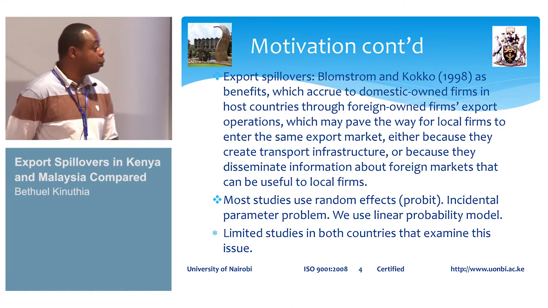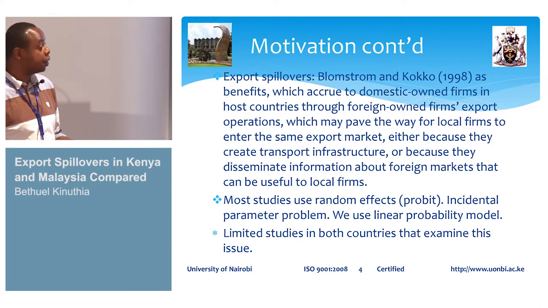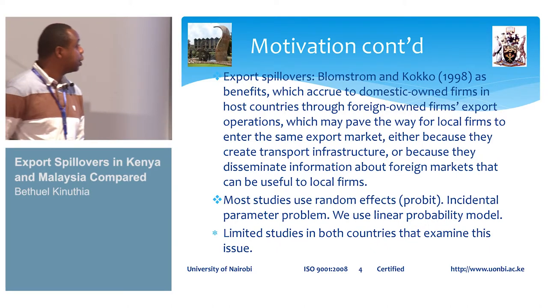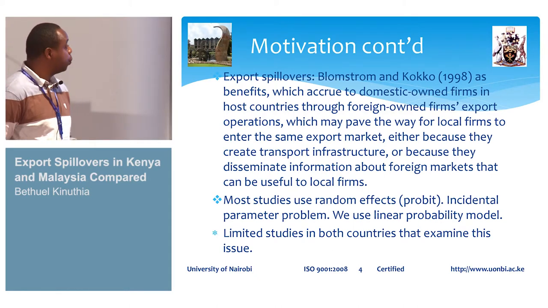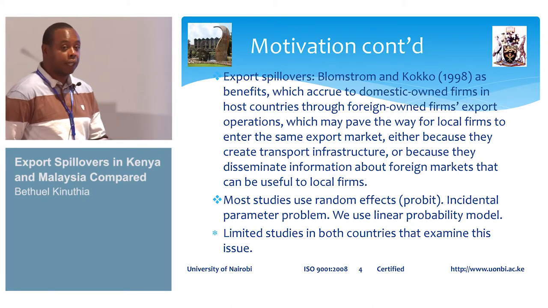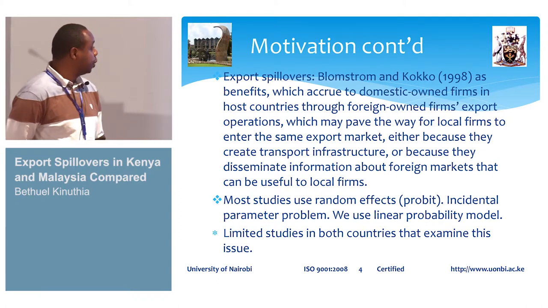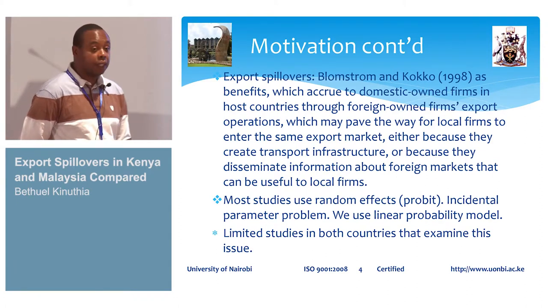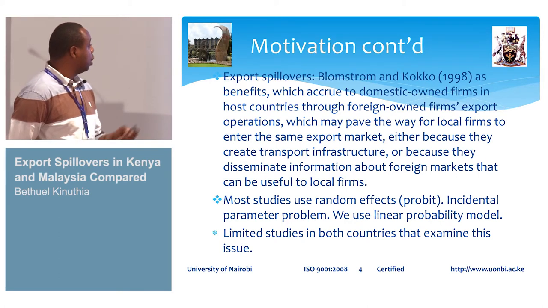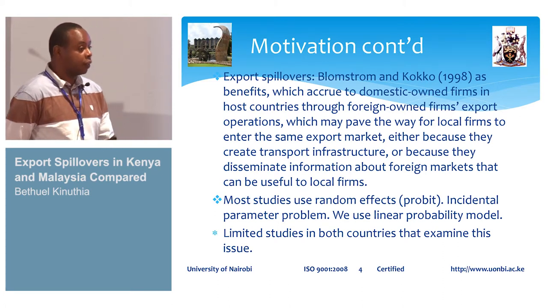According to Blomström and Kokko, the definition is that these are the benefits that would accrue to domestic farms in host countries through foreign-owned farms' export operations, and which may pave the way for local farms to enter the same export market. So there is a lot of learning that takes place so that domestic farms can also start joining the market. And this may be because of, probably, transport infrastructure or information, where these farms get to know about new export markets as a result of interacting with foreign-owned farms.